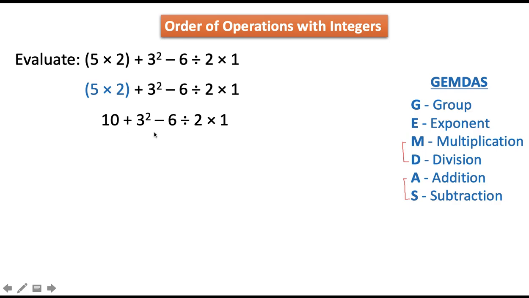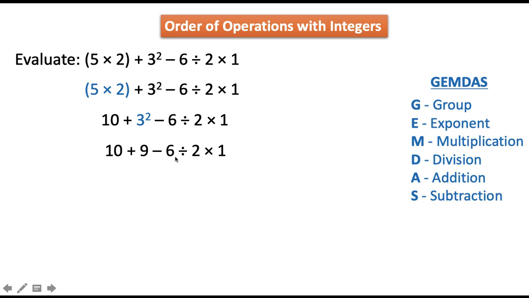Next, let us examine again the given. So as we notice, there is an exponent here, which is our next priority. So let us perform 3 squared. So 3 squared means 3 times 3, and that is 9. Then write the rest of the operations and numbers.